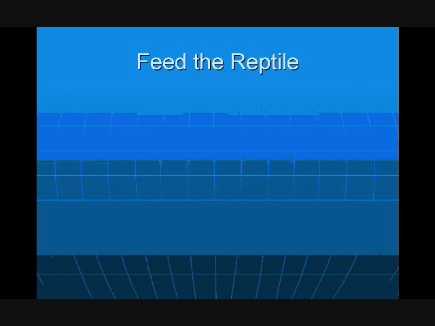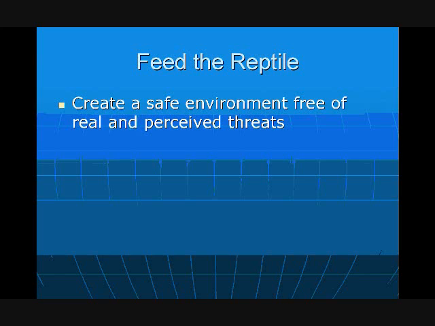So how do you take care of the different layers of your brain? Well, first let's talk about feeding your reptile. There's a few things. The first thing you want to do for yourself is create a safe environment that's free of real and perceived threats. Our reptilian brain reacts not only to real threats, such as a predator in the room or perhaps a bus bearing down on you, but also perceived threats, threats of possible confrontation or what we would perceive as possible confrontation.